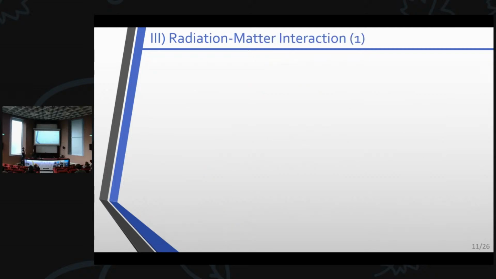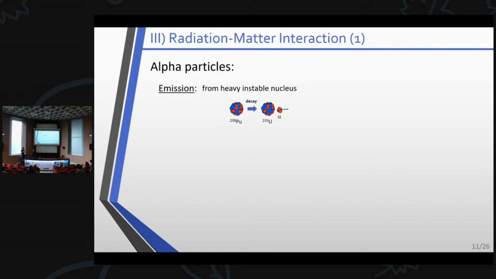Okay, so now let's speak about the core topic, which is radiation-matter interaction. And I will go through the different radiations, the different particles we can use to perform material irradiation. So I start with the first one, which is alpha particles. And I will detail different properties.